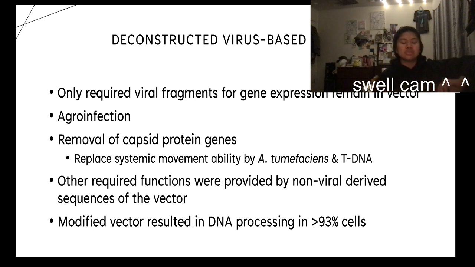But to compensate for required functions that were removed from your vector, they were provided by non-viral derived sequences of the vector. And this modified vector resulted in DNA processing in above 93% of cells, which is 130 times better than non-modified vectors, as the journal stated. So this was a highly efficient approach to DNA processing and improving the process of transient expression.